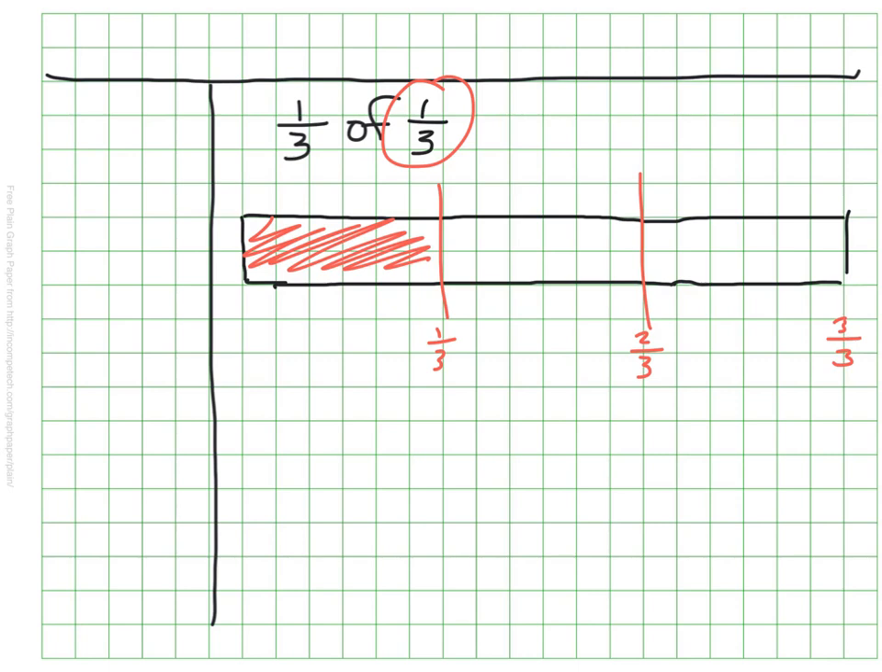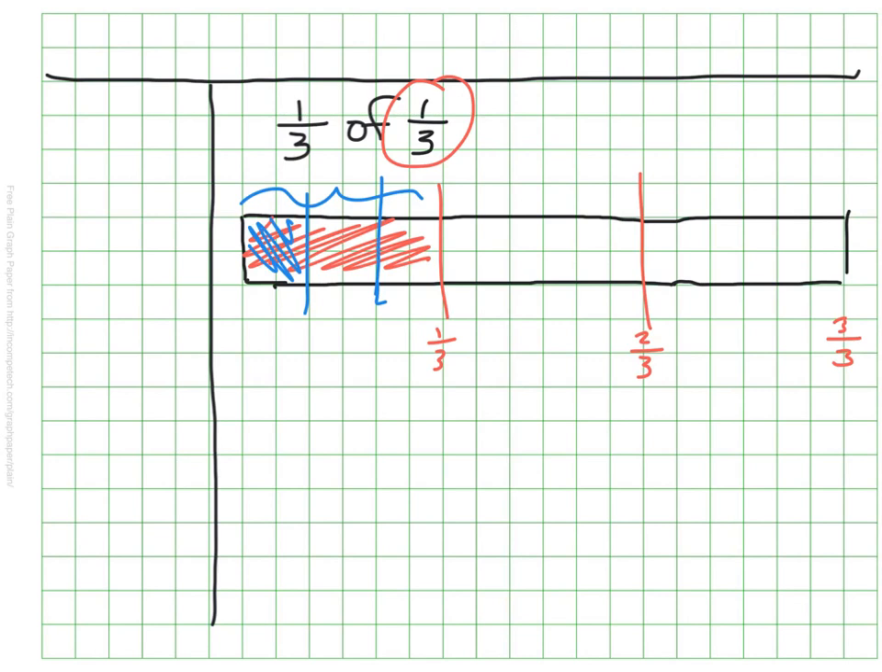Now we want to take 1/3 of the original third. So I'm switching colors here, and here's my original third. This time I want to take a third of that. So I'm going to cut that into 3 pieces and mark off one of those since I'm looking at 1/3 there.